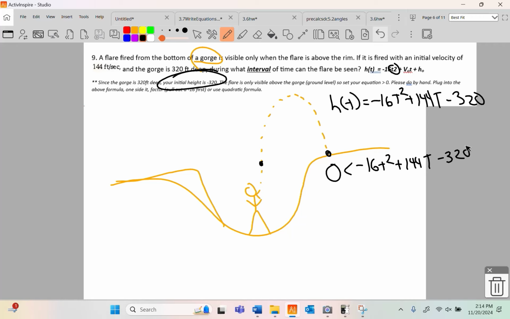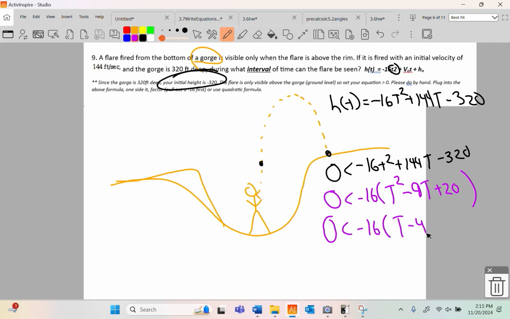What can we pull? Pull more than 16. Pull a negative. Always pull negativity. Makes it easier to factor. What's left? Yes, you can. Plus 1. Other factors of a positive 20 will get you to a negative 9. 4 and 5, they work. Both would be negative, you have to add to a negative 9, and just have a product of 20.